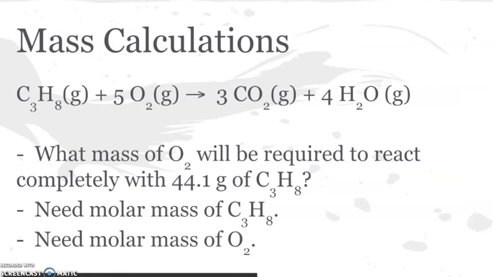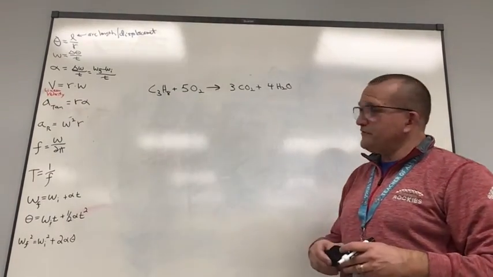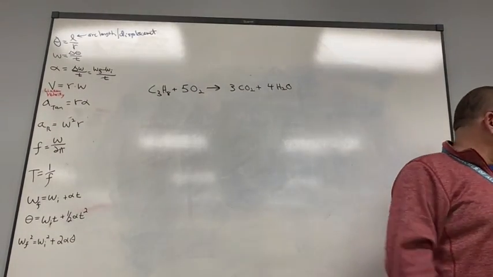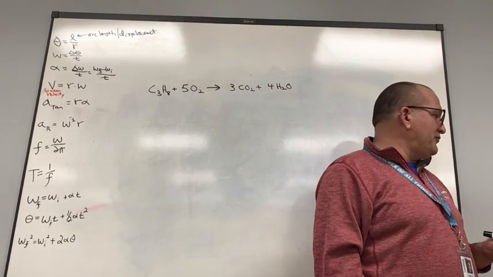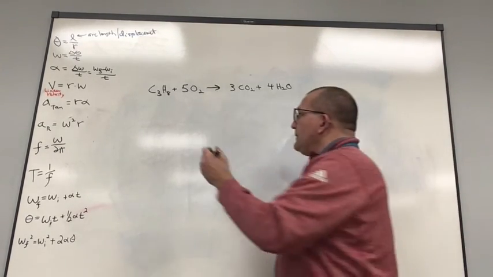Sorry. So knowing that, I'm going to find this answer. What mass of O2 would be required to react completely with 44.1 grams of C3H8? Do it now. All right, so balanced equation from before. We want to know what mass of O2 would be required to react completely with 44.1 grams of C3H8.